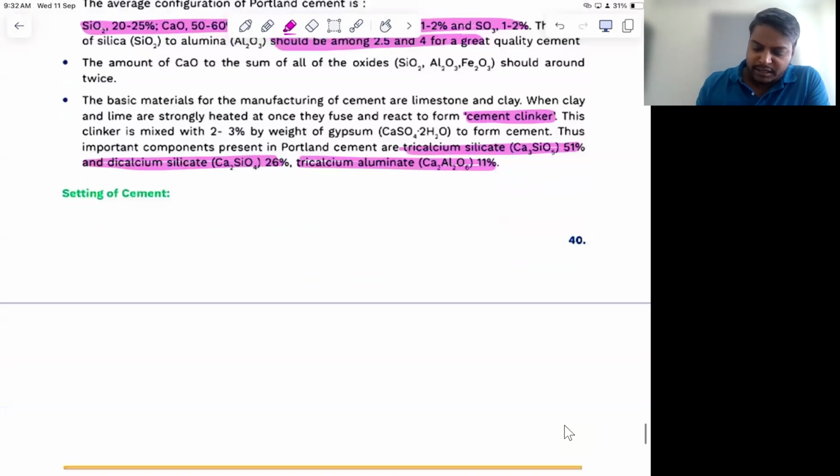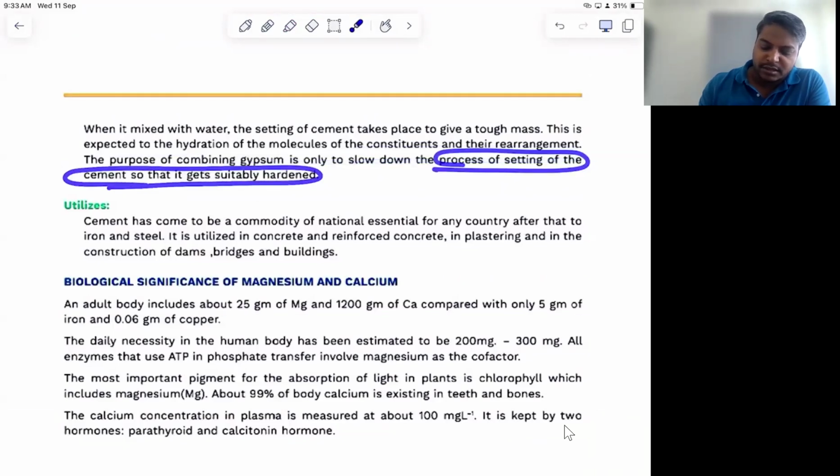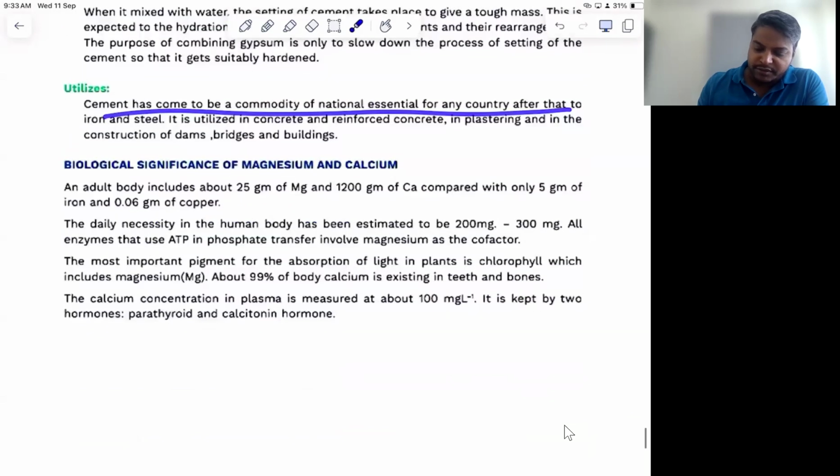The setting of cement: when it is mixed with water, it becomes a tough mass. This is expected to be due to the hydration of the molecules and their rearrangement. The purpose of adding gypsum is only to slow down the process of setting of cement so that it gets suitably hard. Cement is a commodity. This is all common knowledge which you can read off.